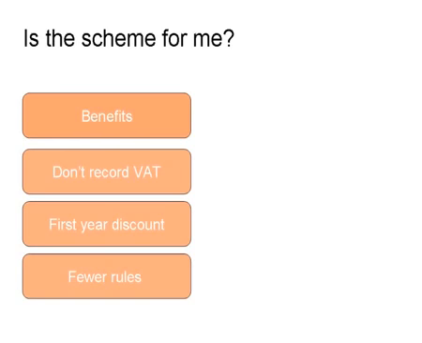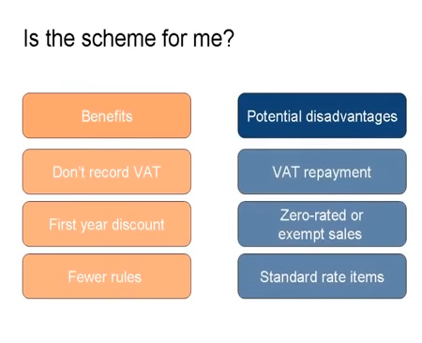But the flat rate scheme might not be for you if you regularly receive a VAT repayment under standard VAT. Also, you can't claim VAT on your business purchases except when they're on one invoice of over £2,000. The scheme might not be right for you also if you make a lot of zero-rated or exempt sales, or if you buy a lot of standard-rated items.